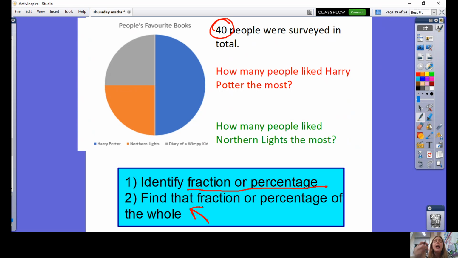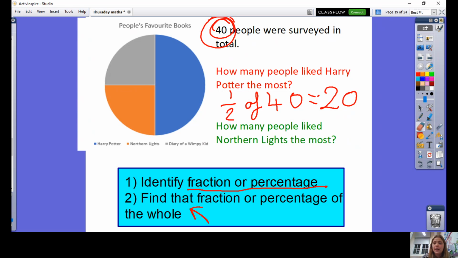Let's have a look. In this question, 40 people were surveyed in total. How many people liked Harry Potter the most? Step 1, identify the fraction. Harry Potter was half of the people. It doesn't say what fraction of people, it says how many people. So that means I'm finding 1/2 of the total. The total is 40. Half of 40 is equal to 20.